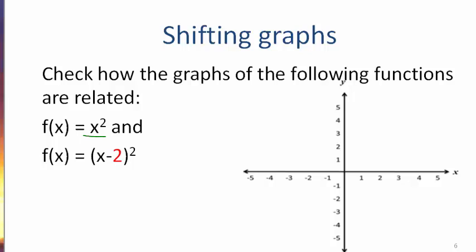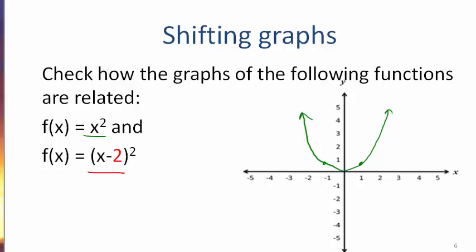What if I have the function f of x equals x squared? That is a parabola that looks like this. If x equals 0, y equals 0. If x equals negative 1, y equals positive 1. And if x equals positive 1, y equals positive 1. So it's just a nice parabola like that.